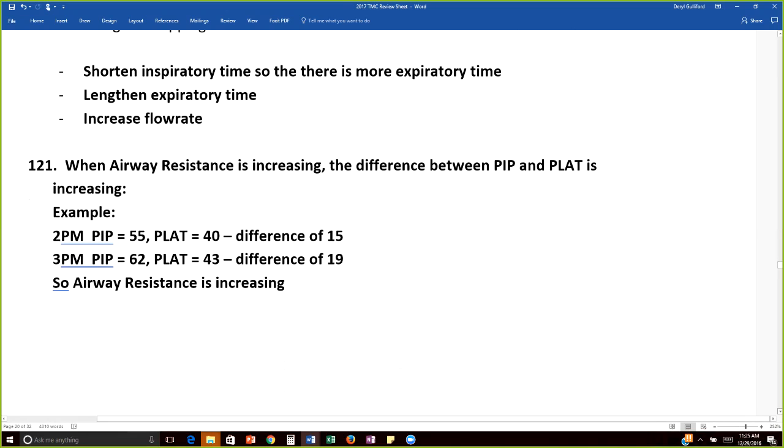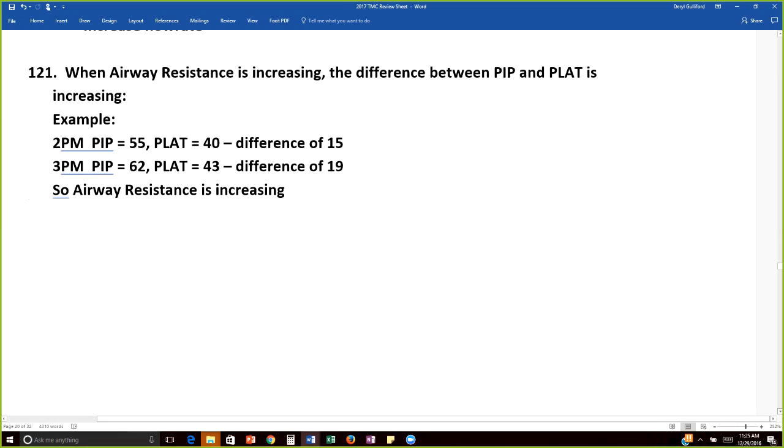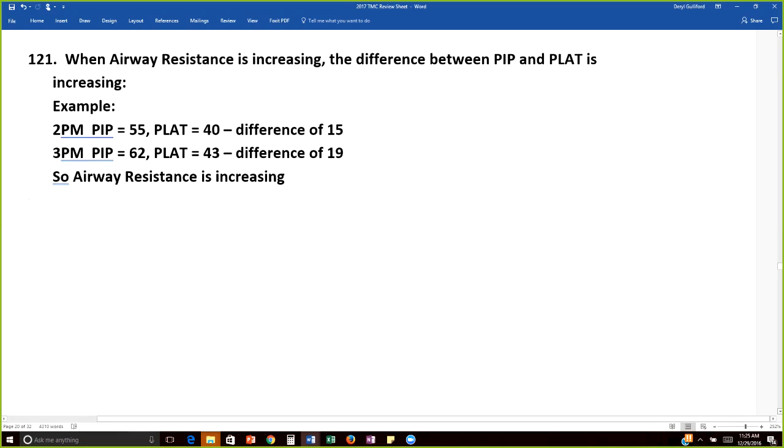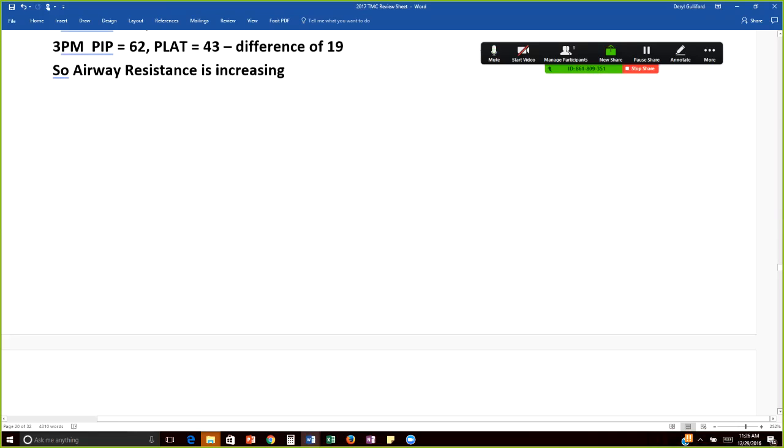Oh, and here's a good little example of airway resistance. When airway resistance is increasing, the difference between PIP and PLAT is increasing. So at 2 p.m., you see a difference of 15 between PIP and PLAT. But at 3 p.m., you see a difference of 19 between PIP and PLAT. So that means that airway resistance did increase in that time period.